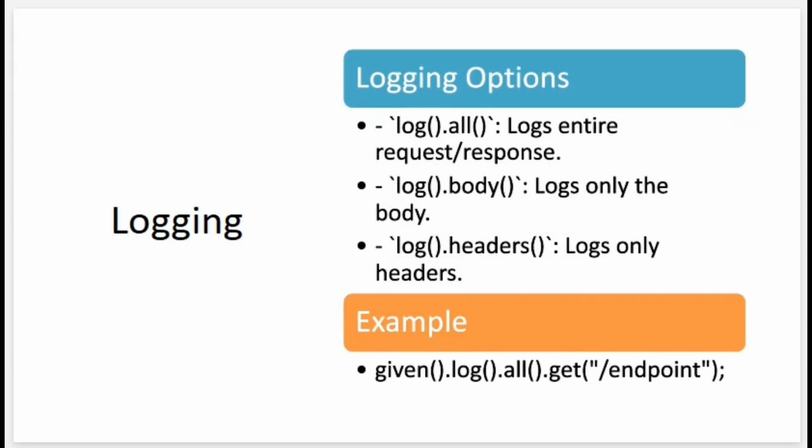Now for REST Assured we have a bunch of logging methods. We have the log method, and after that, if you want to log the request and response, we have the log dot all method. If you want to check the body only, then we have log dot body, which shows what kind of body you are receiving in the API response, so that you can see it inside your console. And we also have log dot headers, which logs the headers for that respective API.